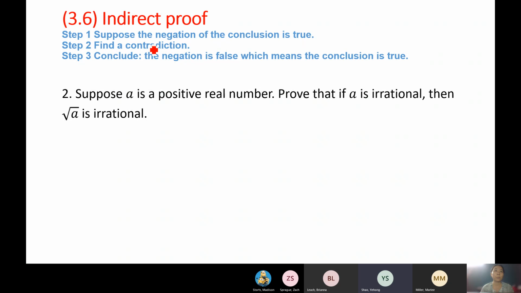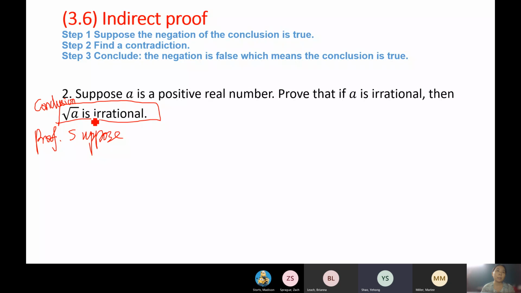Okay, so how do we do indirect proof? First step, you have to assume, or suppose to the contrary, the negation is true. So whatever that conclusion is, you have to do the negation, which was discussed during the first week of our class. So we write that in the proof. I think everybody knows that.